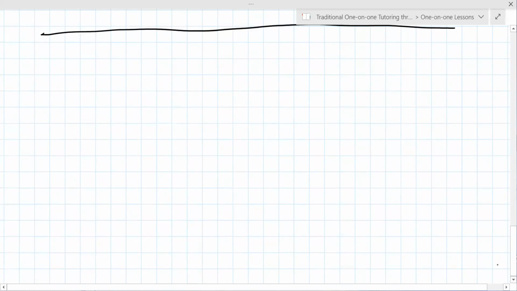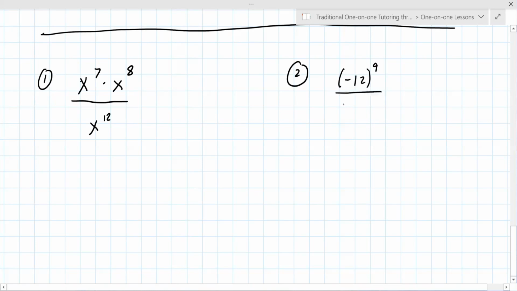Could I maybe try the ones where we have to combine what we did last week? So like the second problem that we did? Sure. So let me make a few of those up here. Let's go x to the 7th times x to the 8th over x to the 12th. And I'll give you another problem here. Let's go minus 12 to the 9th over minus 12 to the 7th. And let's make one more problem here. We'll go number 3. Okay. A couple of problems for you to try there.